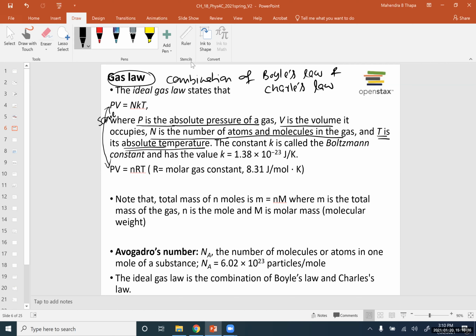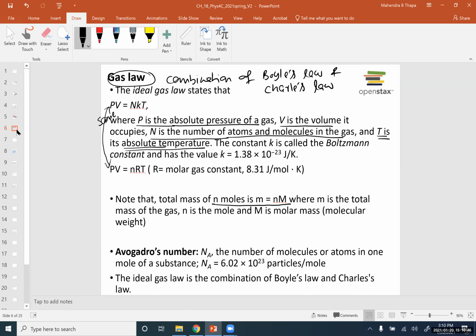This can also be written as PV equals nRT. But here, n is the number of moles. So be careful about these two kinds of N. This little n is the number of moles that we just talked about. The number of moles can be calculated by using the relation m equals n times big M, which we just talked about.